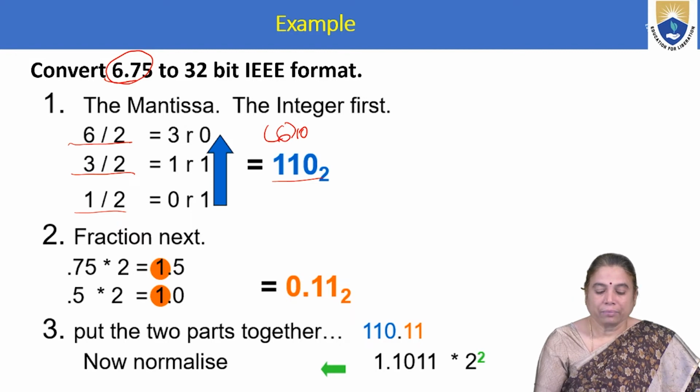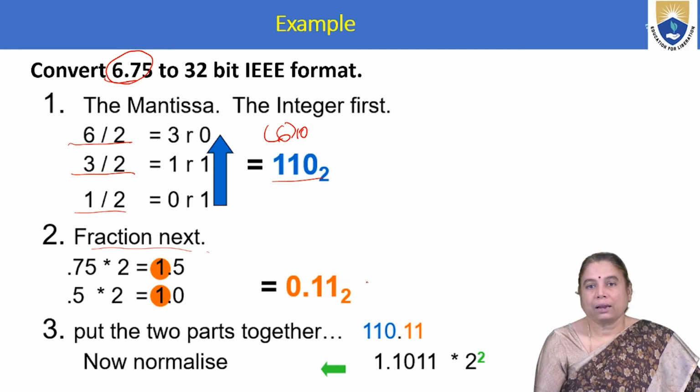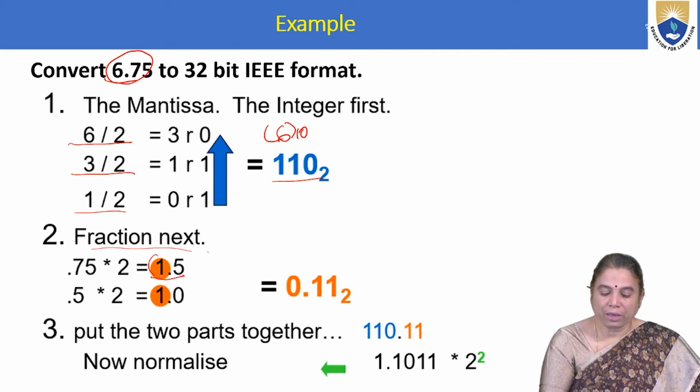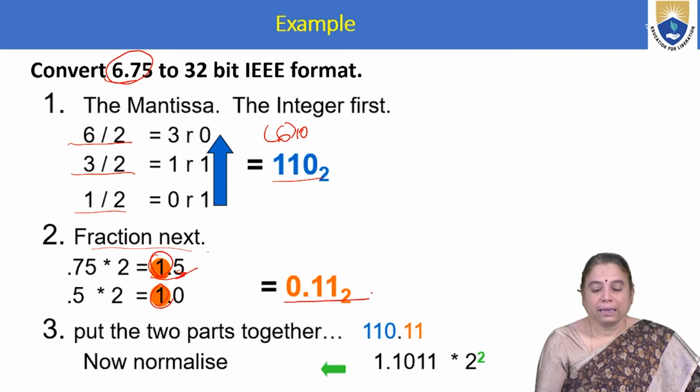During the second step, the fraction part has to be taken and multiplied with 2. Whatever integer part we get is taken as the fractional part of the binary equivalent number. So 0.75 multiplied by 2 is 1.5. Here the integer part is 1. Then 0.5 multiplied by 2 is 1.0. The 1 can be taken.